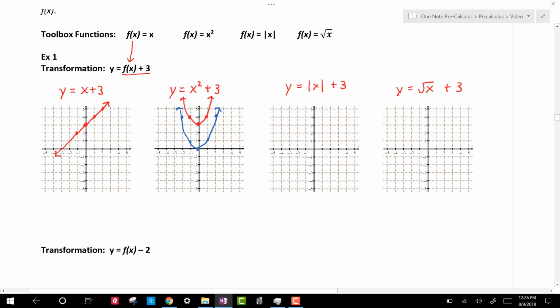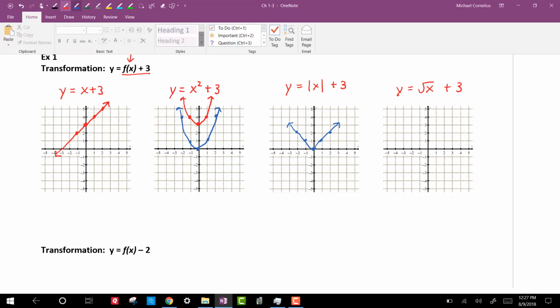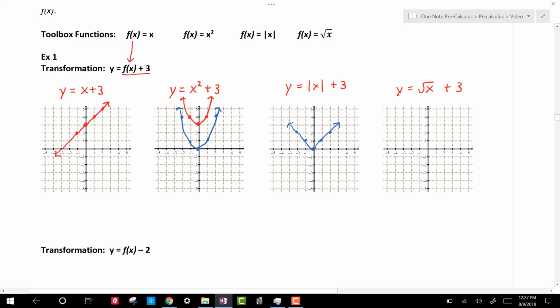So again, if it helps, you can plot your original function, your parent function, so you can see what that looks like. All right. And then all I need to know is that that plus 3 is going to bump me up 3 units. So my vertex goes up 3 units. My next point goes up 3 units. My next point goes up 3 units. Same thing on the left side. Up 3, up 3, up 3. Same graph, just shifted up 3.